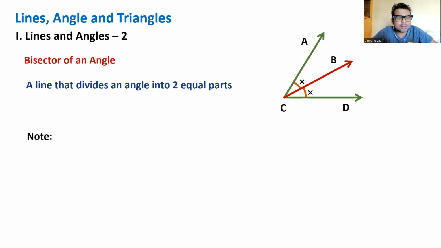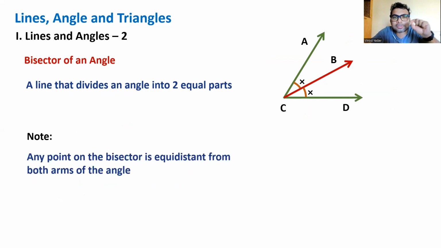Now one more special thing about this bisector is that any point on this bisector will be equidistant from both the arms. In the way we have studied in coordinate geometry already, the distance of a point from a line is always measured along the perpendicular line. This will be the shortest unique distance. So these two distances are equal. So any point on the bisector is equidistant from both the arms of the angle.